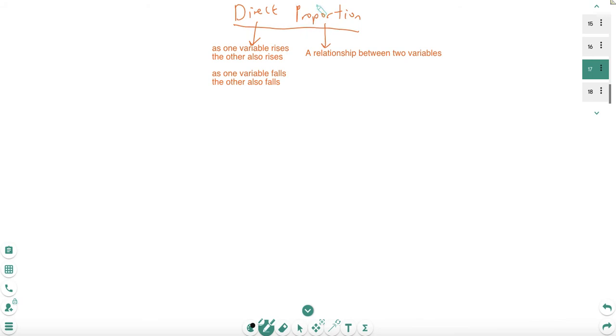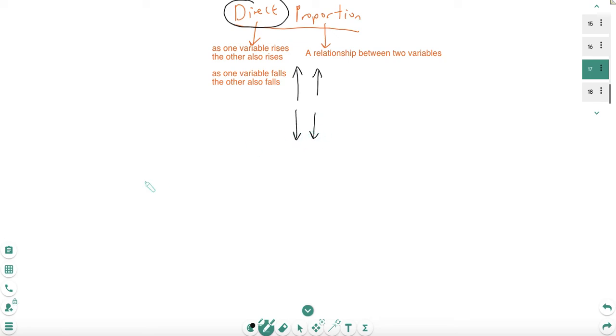Okay, the first thing we're going to discuss is the word proportion. Proportion is a way of describing a relationship between two variables. If I said x is proportional to y, that means there is a relationship between x and y. And if the relationship is direct, that means as one variable rises, the other also rises. Or on the flip side, as one variable falls, the other also falls, okay?